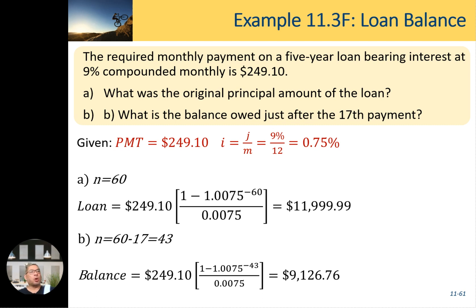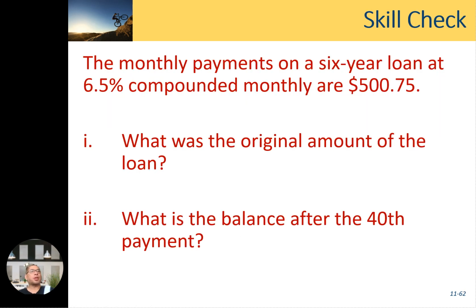So the loan is likely 12,000. The difference is just due to rounding. That's the key part. The original is about 12,000 here, and the balance will be 9126.76. All right, let's look at the next skill check.